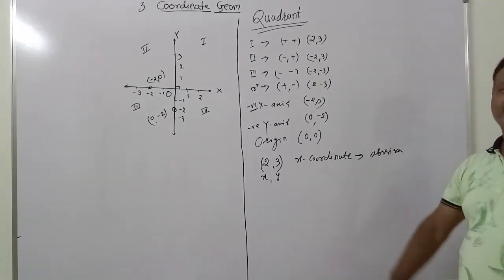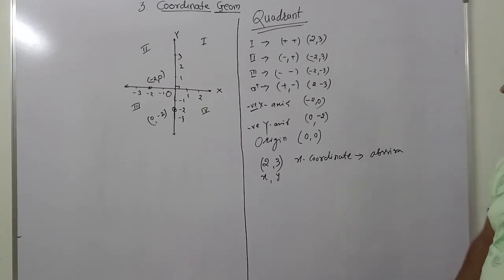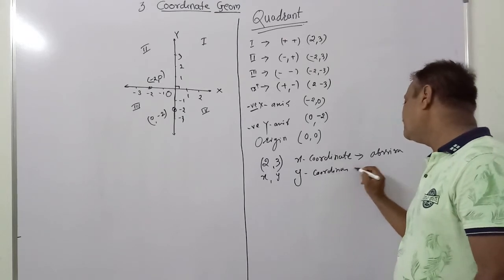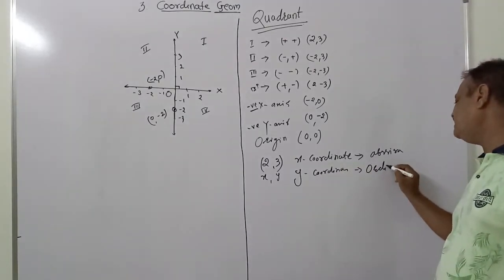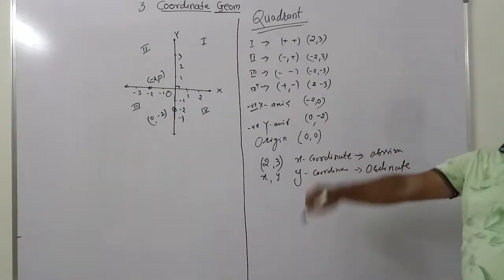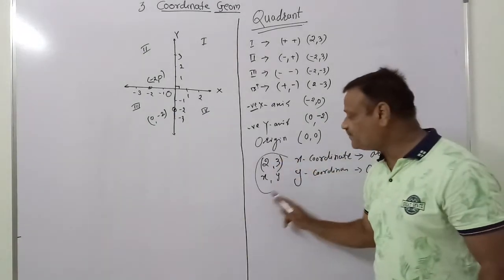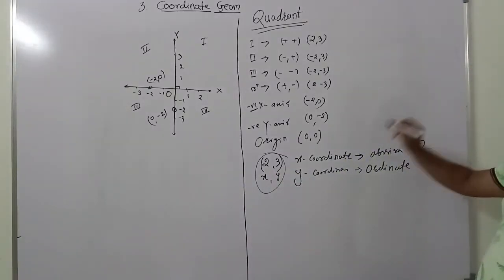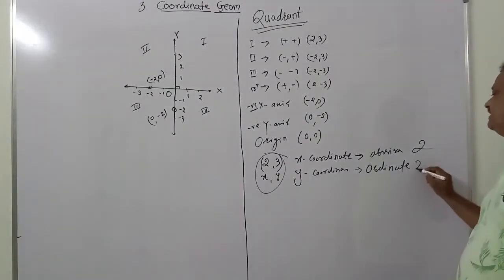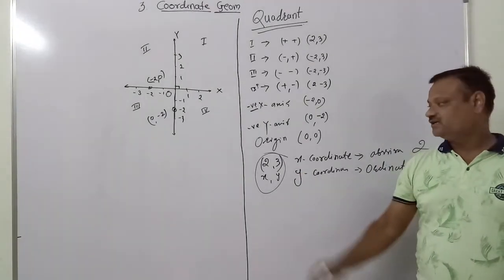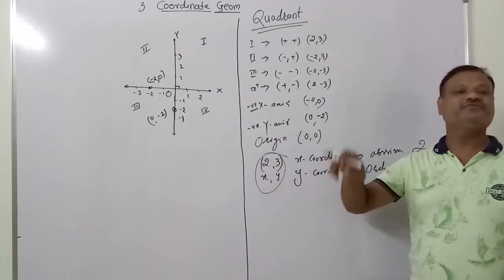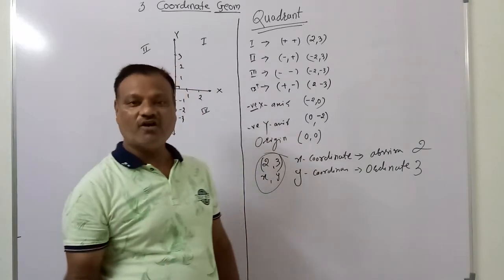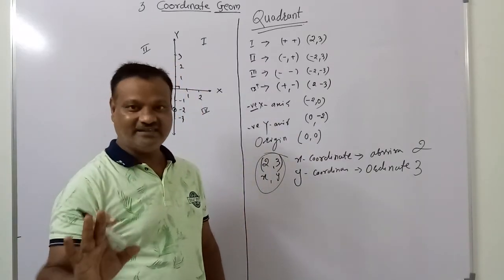एब्सिसा, इसको क्या कहते हैं? एब्सिसा। और जो y कोऑर्डिनेट होता है उसको कहेंगे हम लोग ऑर्डिनेट। ऑर्डिनेट क्या कहेंगे? ऑर्डिनेट। So from this point which is abscissa? 2. So the abscissa is 2 and the ordinate is what? 3. तो यहां पे ऑर्डिनेट क्या बन गया? 3. So this is your abscissa and this is your ordinate. Abscissa means x coordinate and ordinate means y coordinate. इतना ध्यान में आ गया?